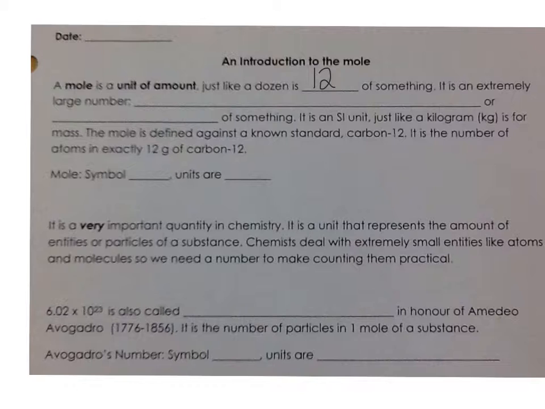Do you know what you call 500 sheets of paper? It's a package of paper, printer paper that you buy. It's called a ream, R-E-A-M. So we have all of these words that mean numbers. So a mole is also a word for a number. It's just a very large number.